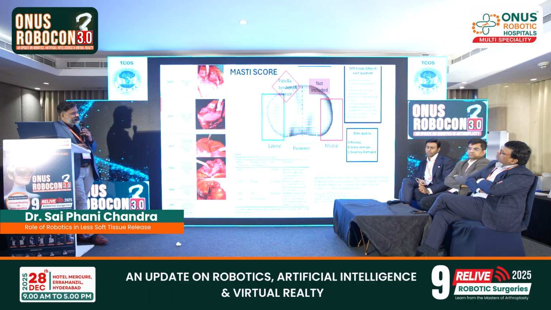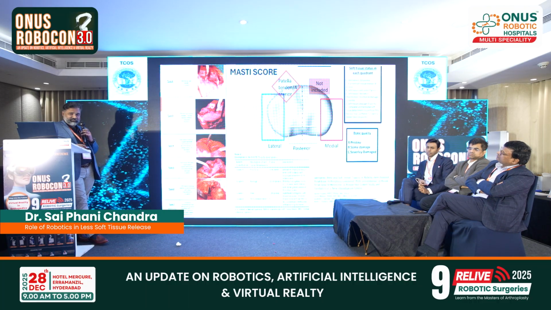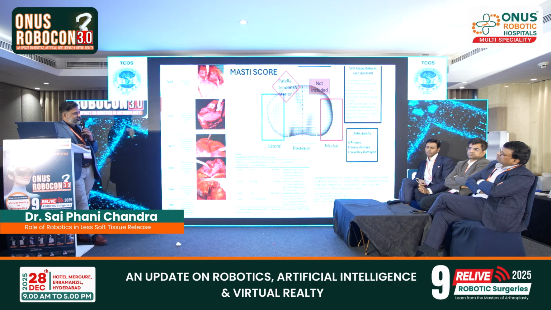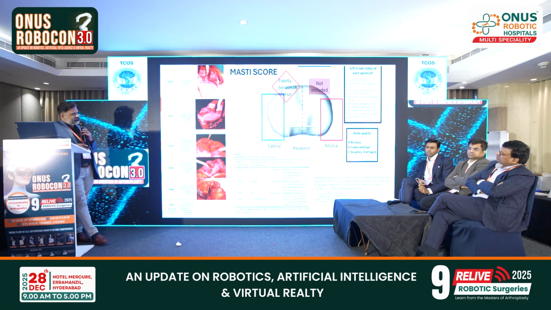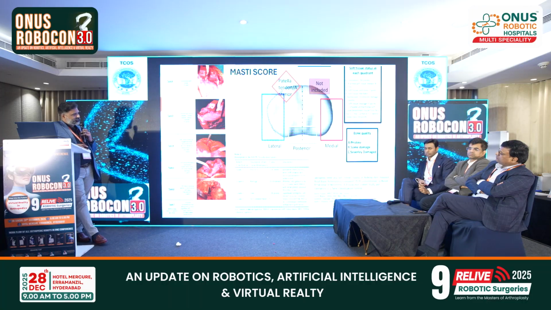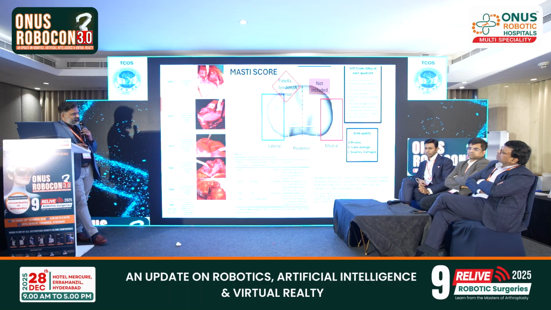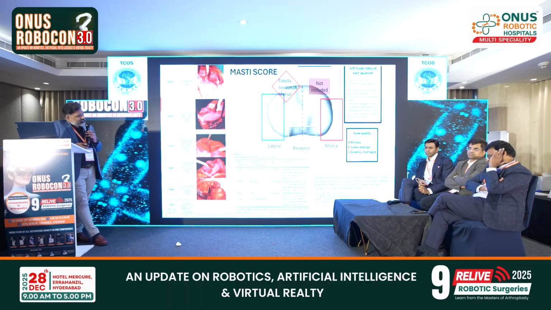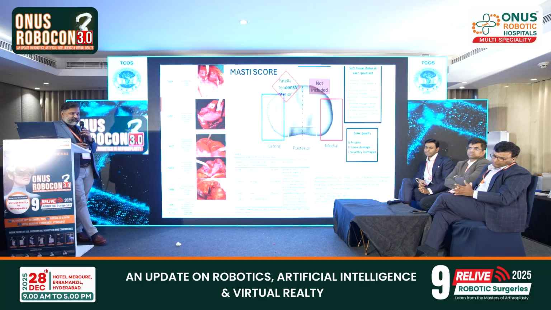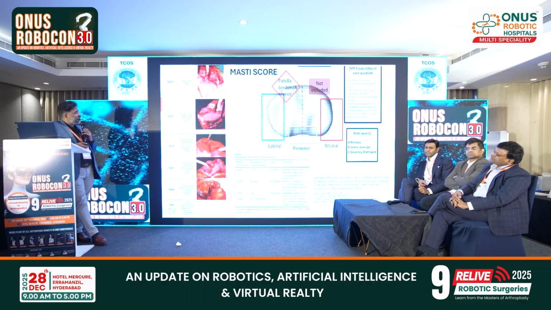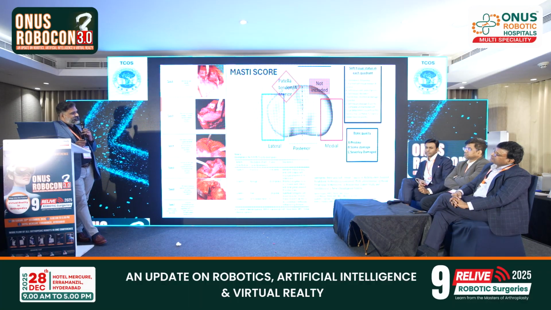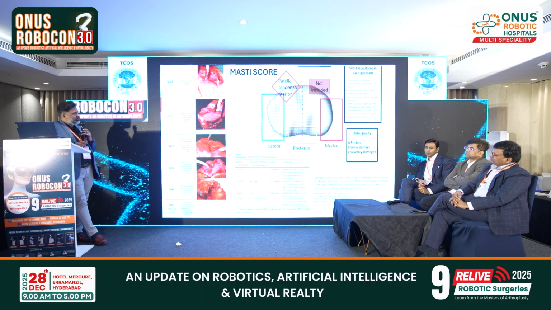Now, this is an entity which we all should also understand, the MASTI score, where once there is soft tissue injury, whatever release we are doing is concentrated in these 4 boxes. So the patellar tendon, the lateral, the posterior, and the medial. So these 4 quadrants will decide how much soft tissue injury was done, or how much soft tissue we have released. The type 6 is completely untouched. We have not released anything, we have not done anything.